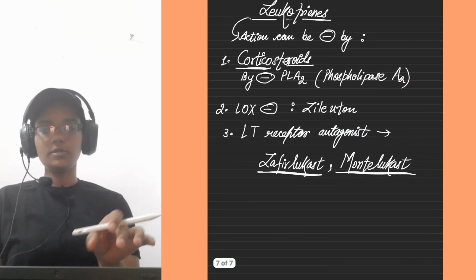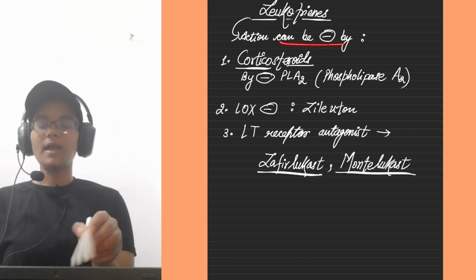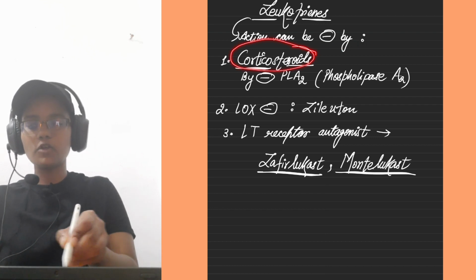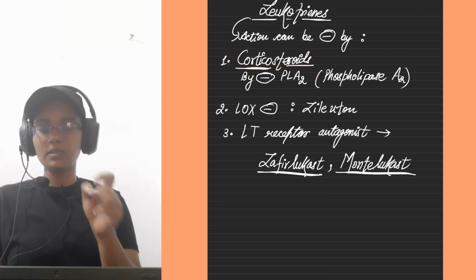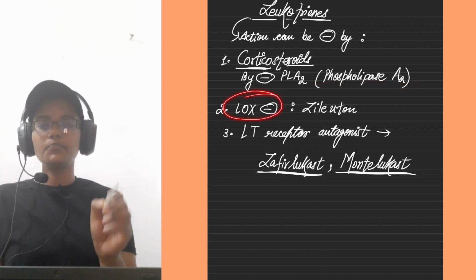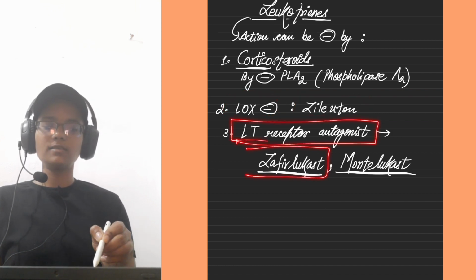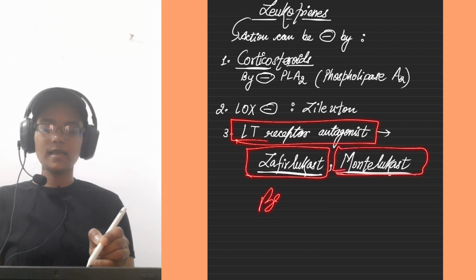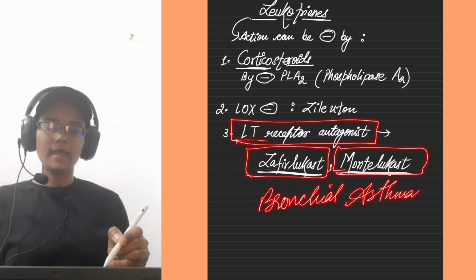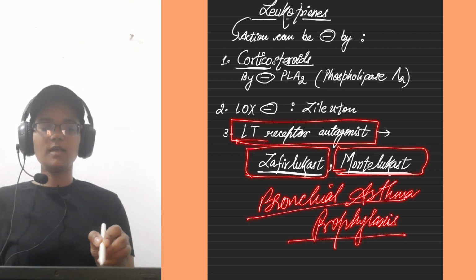Now we will be talking about leukotrienes. Leukotriene actions can be inhibited by corticosteroids through inhibition of phospholipase A2, as I told you in that table, and by LOX inhibition with zileuton. Leukotriene receptor antagonists like zafirlukast and montelukast are used for bronchial asthma prophylaxis. Okay.